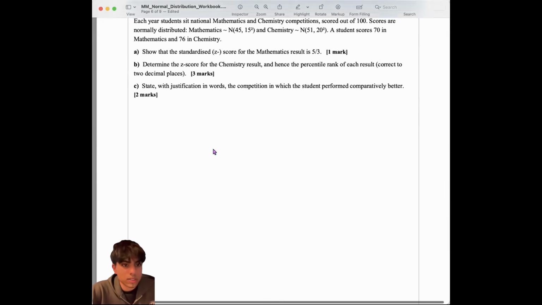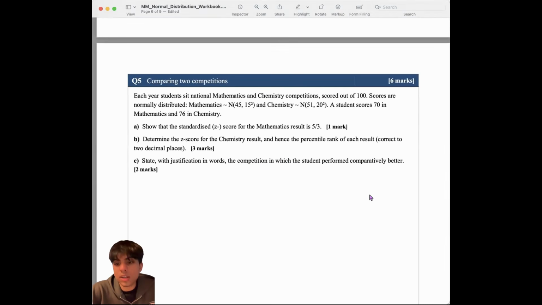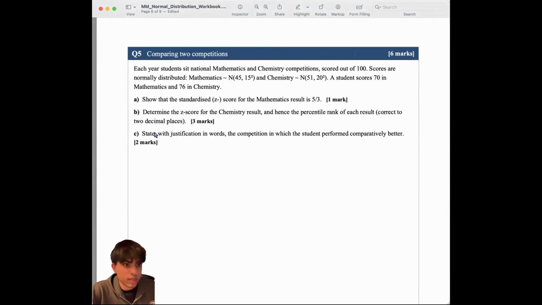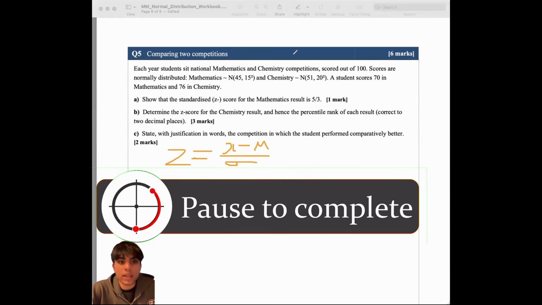So before we get into the next questions, I'll let you guys have a go at this question. I'm assuming you're going to have to use the z-score formula, which I'll just write down for you guys in case you've forgotten. Z equals the x value at a given point minus the mean, all divided by the standard deviation. Go ahead and try this.